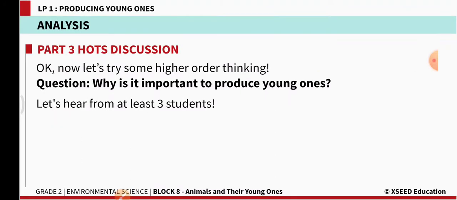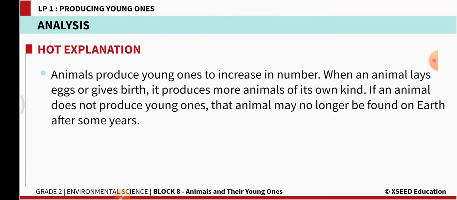Why is it important to produce young ones? Animals produce young ones to increase in number. When an animal lays eggs or gives birth, it produces more animals of its own kind. If an animal does not produce young ones, that animal may no longer be found on earth after some time.